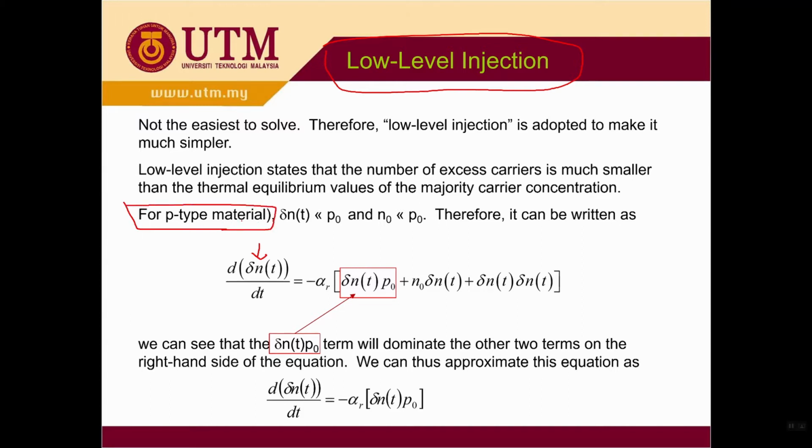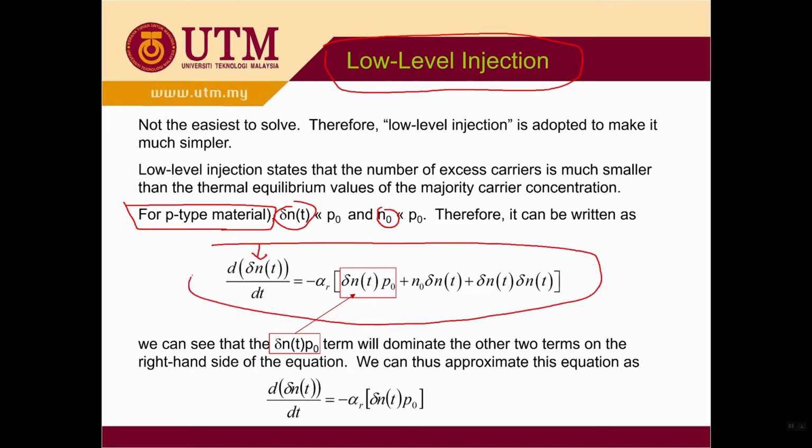So for p-type material, you can assume that your excess holes and excess electrons are very small compared to p0, very small. And also for p-type material, you have more holes than electrons, so your electron concentration is smaller as well. So these two terms here are smaller. That is why the equation on the top here can be simplified.